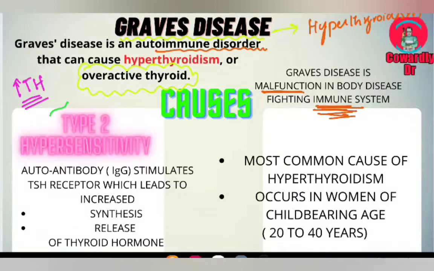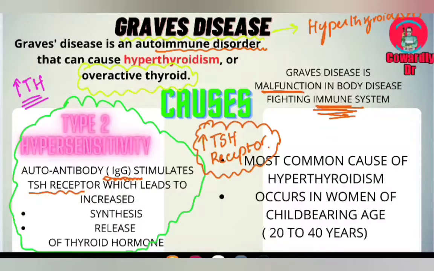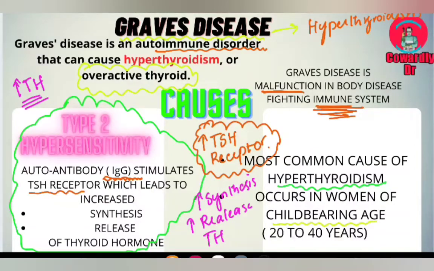Let us talk about type 2 hypersensitivity. There is an autoantibody known as immunoglobulin G. What it will do is stimulate the TSH receptor. Here is the TSH receptor. Due to the stimulation of the TSH receptor, there would be increased synthesis and release of thyroid hormone. Graves' disease is the most common cause of hyperthyroidism, and an important high yield point is that it mostly occurs in women of childbearing age, which is 20 to 40 years.